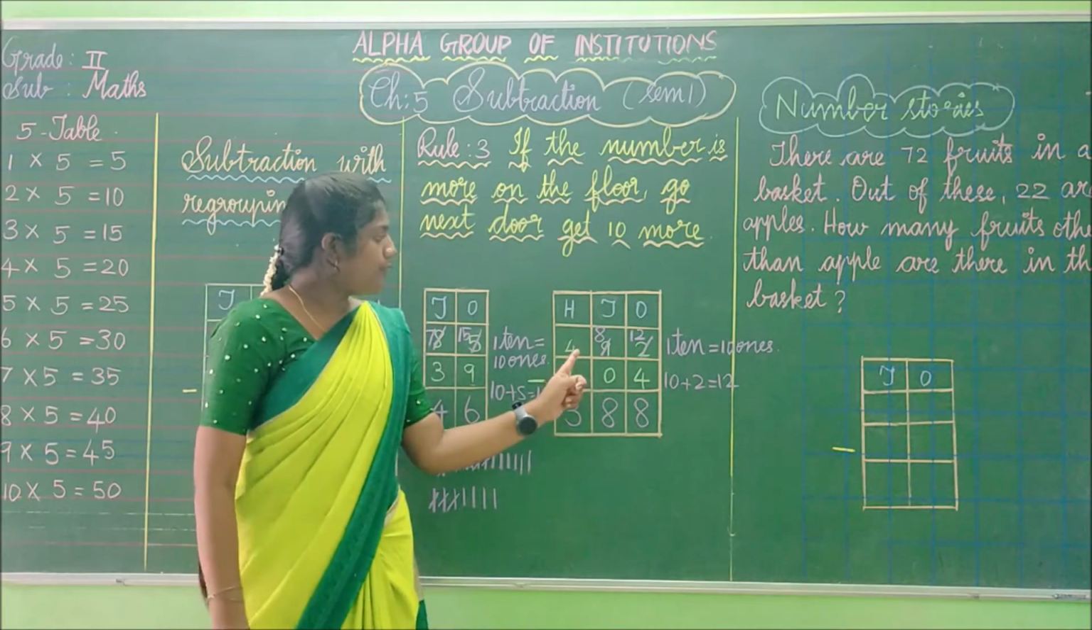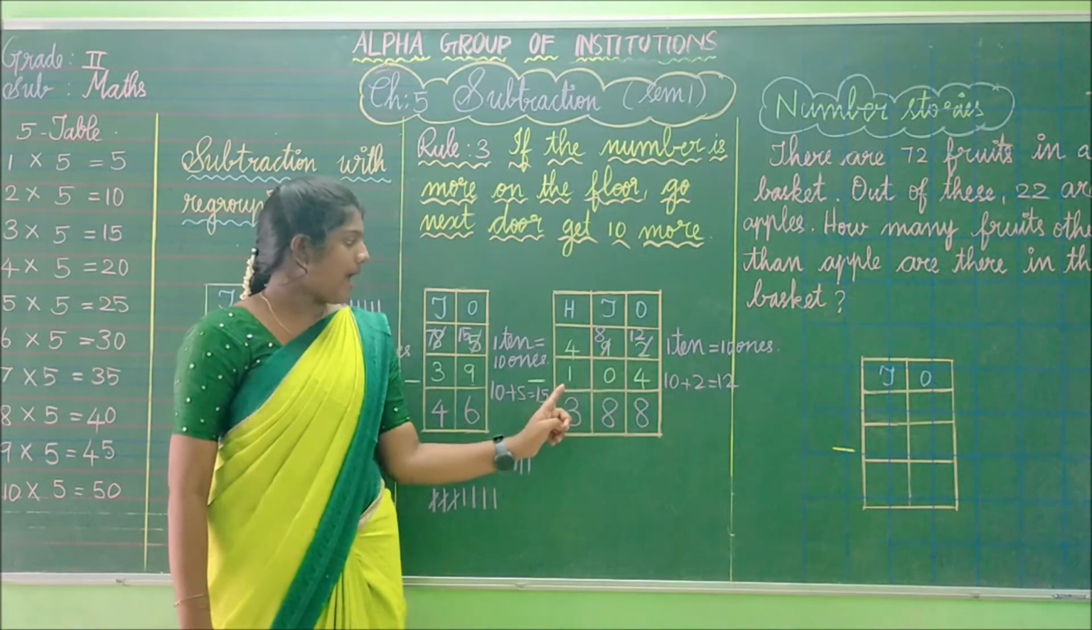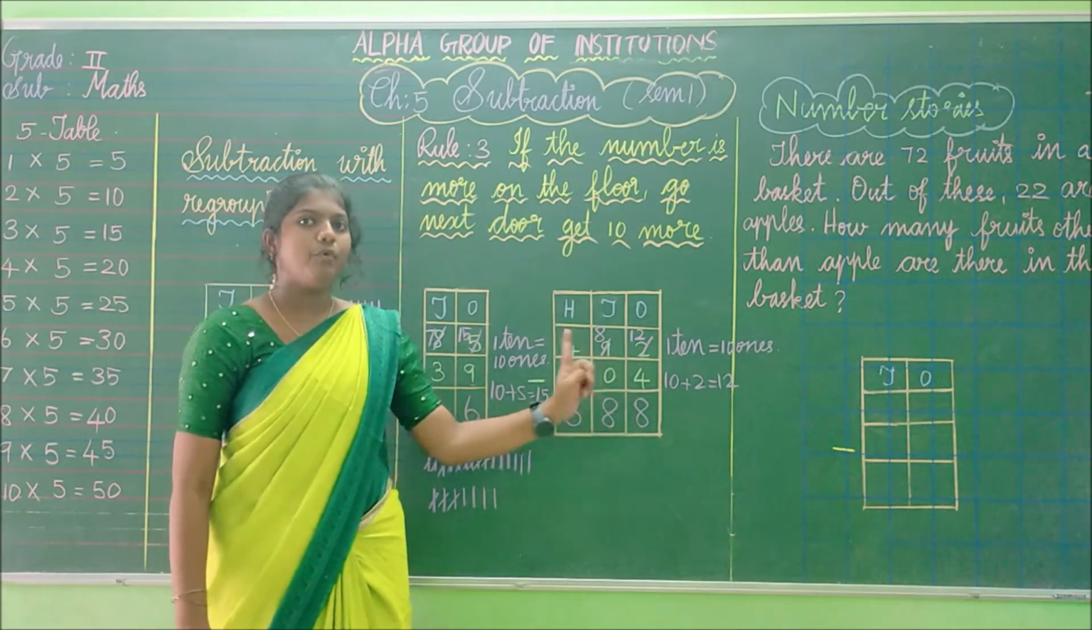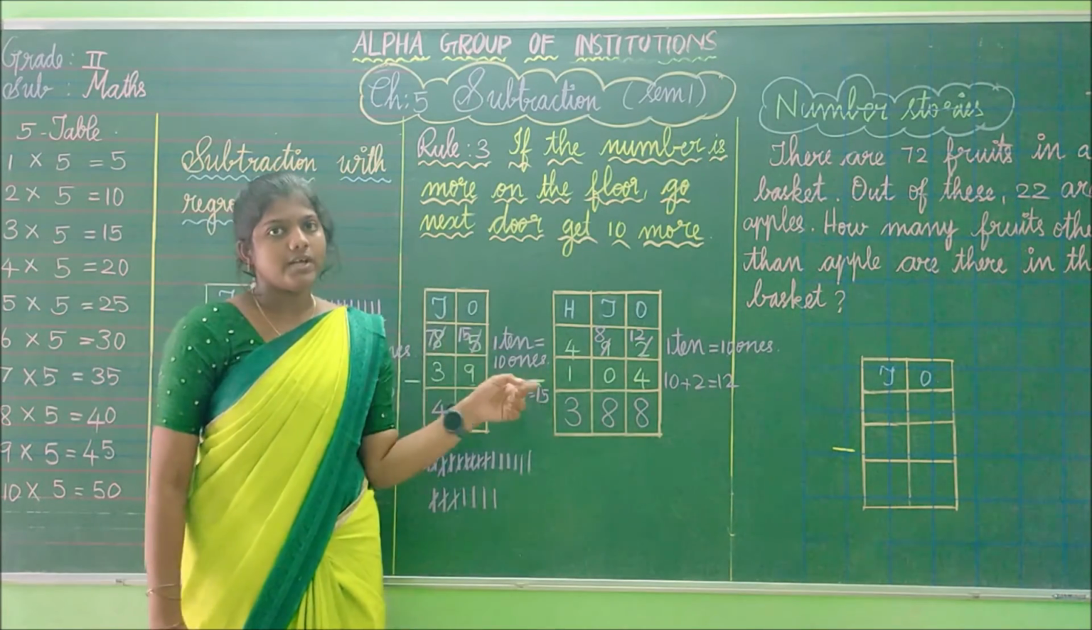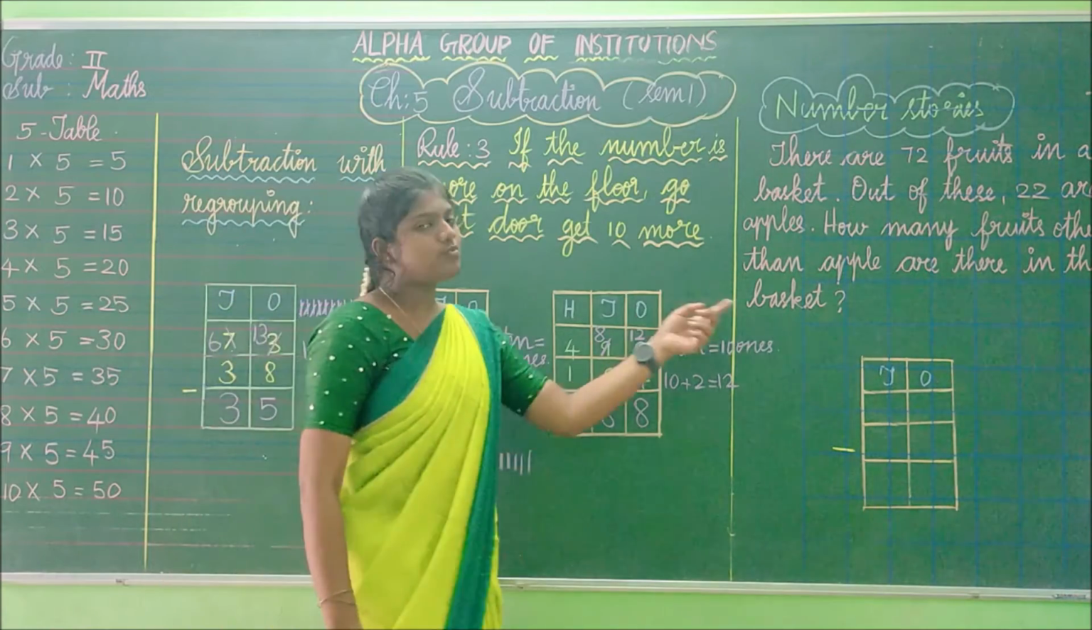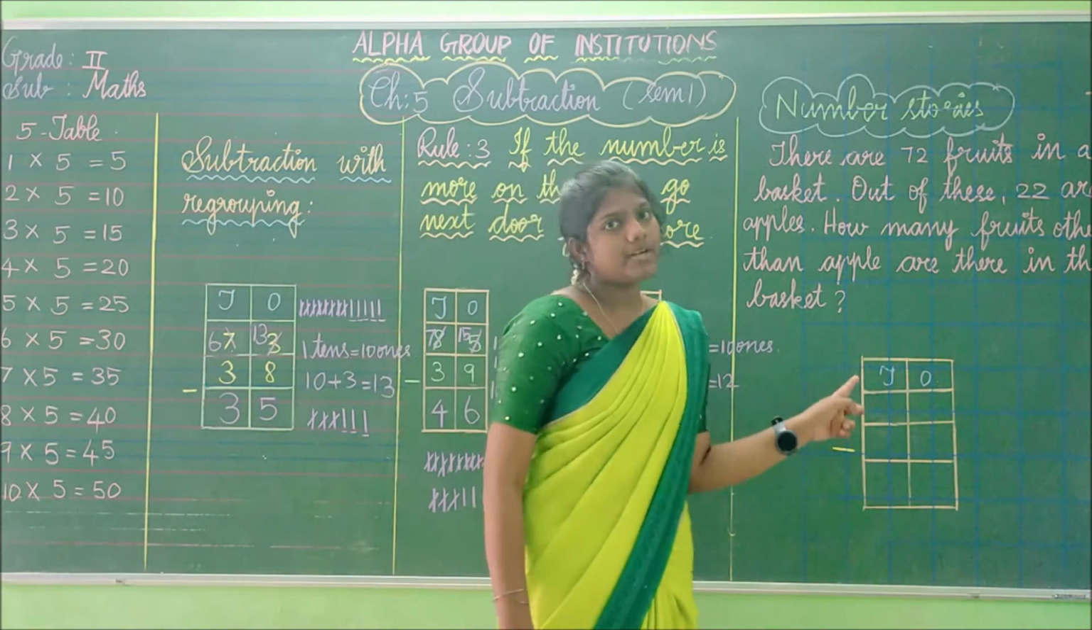So 492 minus 104 is 388. Did you all understand, children? Okay, next we are going to see a number story.